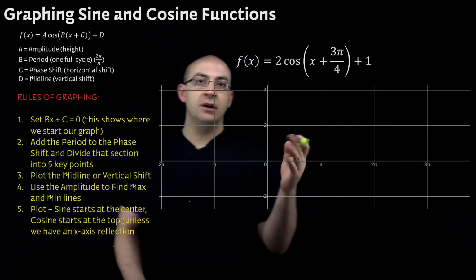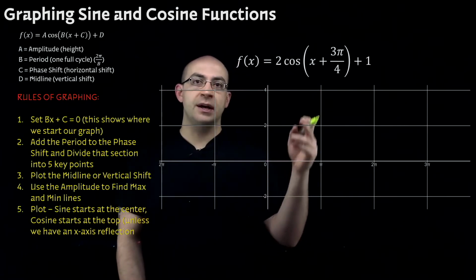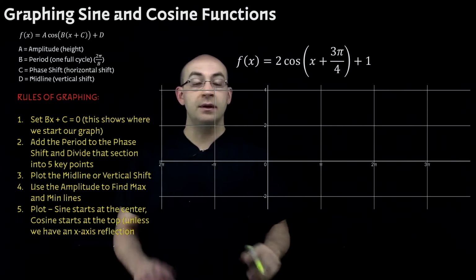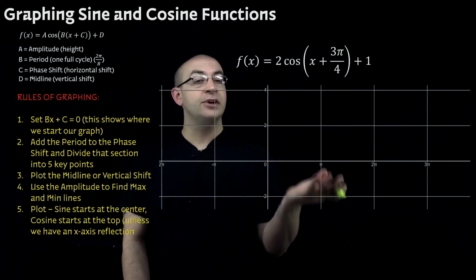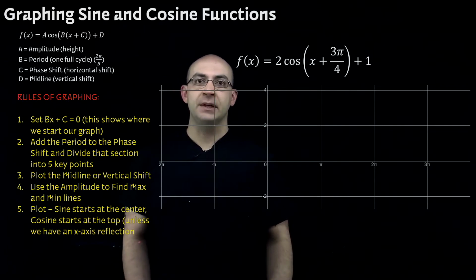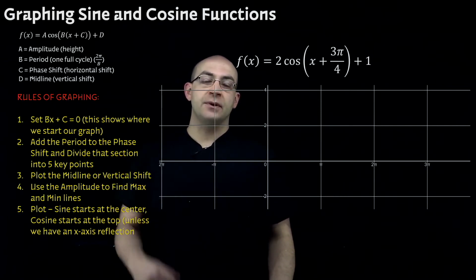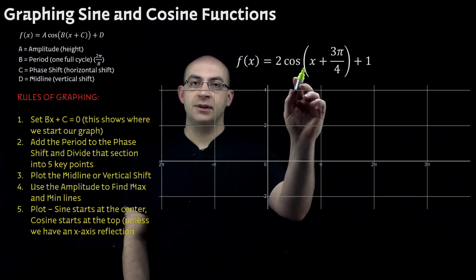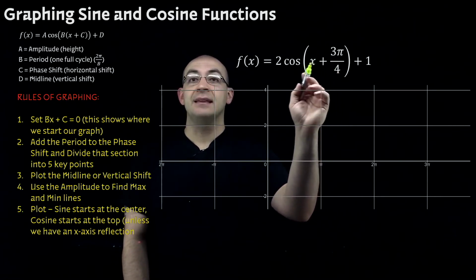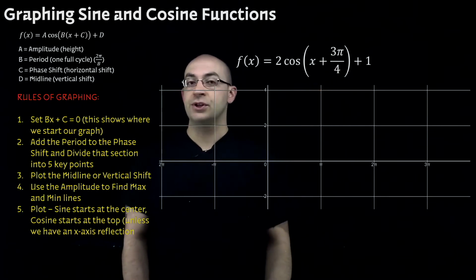Okay, so here we have a cosine function, 2 cosine x plus 3 pi over 4 plus 1. Same exact process, the only difference is we have obviously some different numbers, and we have a cosine function. So let's go ahead right to it. Phase shift comes first. I could set this parentheses equal to 0, but because I don't have a coefficient here, I just know that this is a left 3 pi over 4 shift.